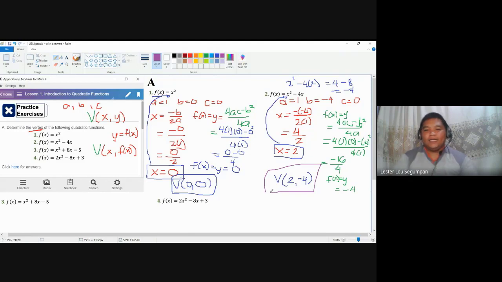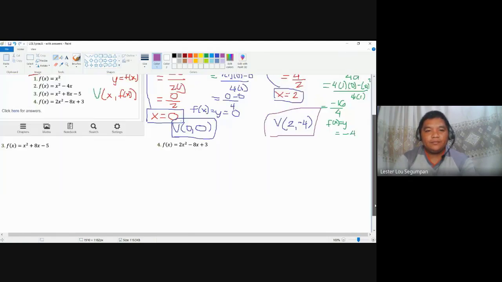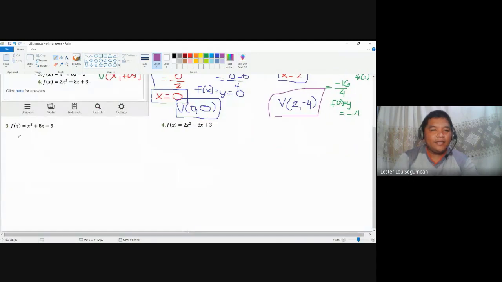Okay. Number 3, the vertex here could be determined if we have determined the a, b, and c coefficients. A is 1, b is 8, and c is -5. So x is actually -b over 2a. So you have -8 over 2 times 1. So your x coordinate is -4.